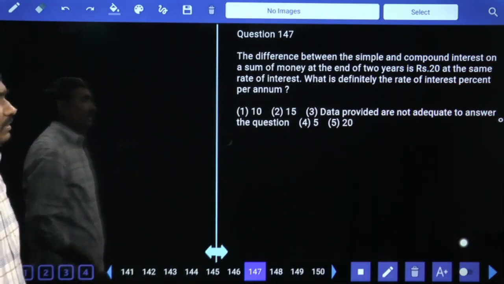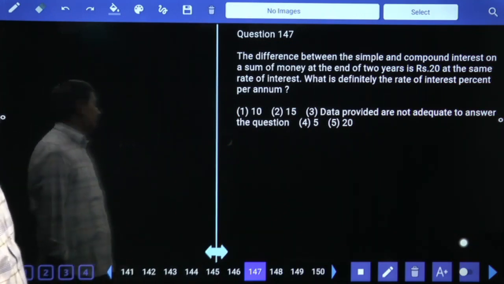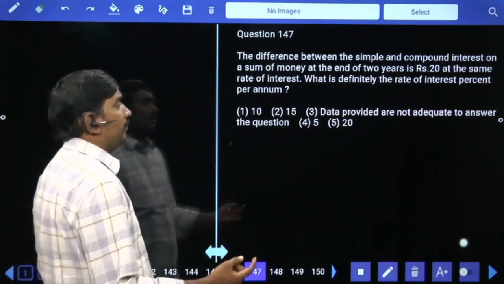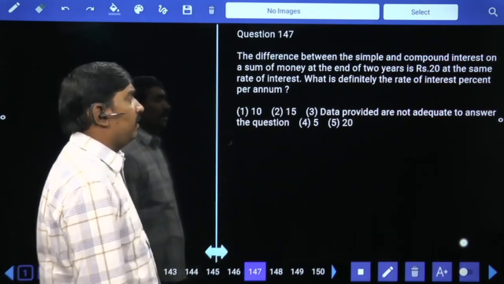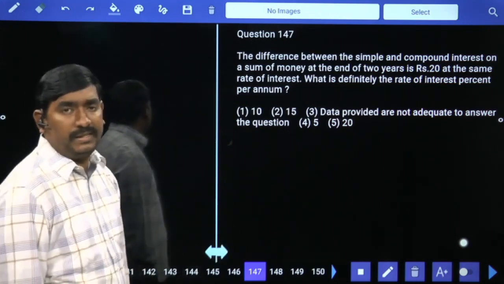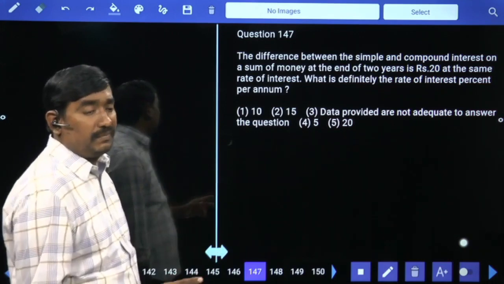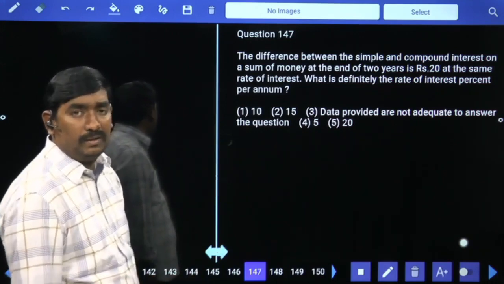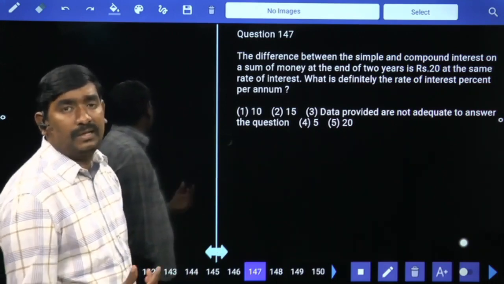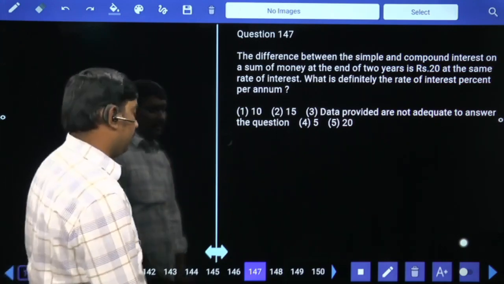The difference between the simple and compound interest on a sum of money at the end of 2 years is 20 rupees at the same rate of interest. What is the rate of interest? Only the difference is given. I don't know what the principal is. Without knowing the principal, we can't say what the rate of interest is. Answer is data inadequate.